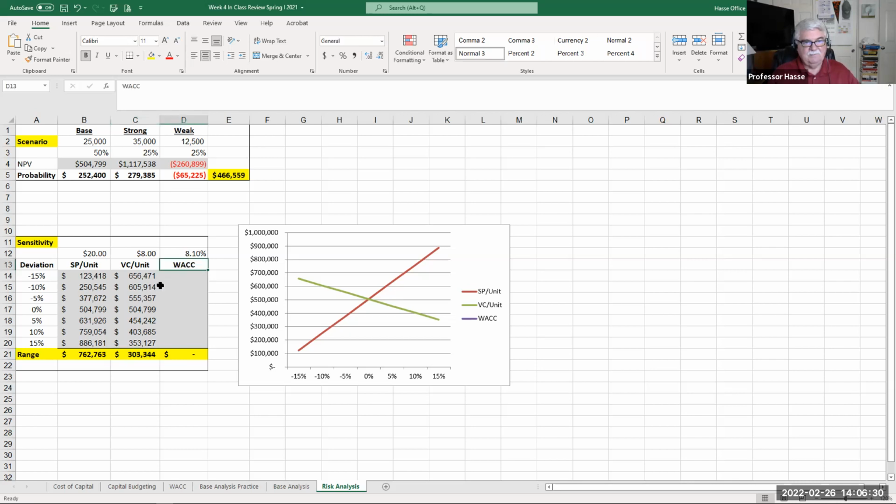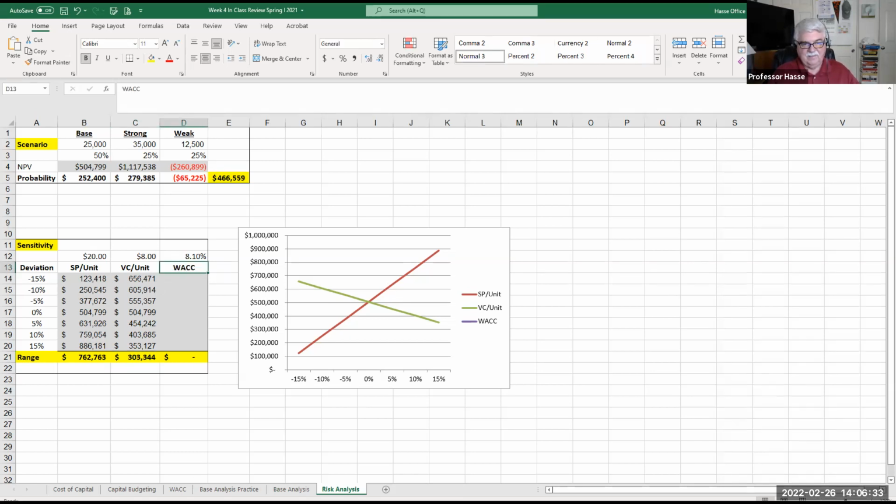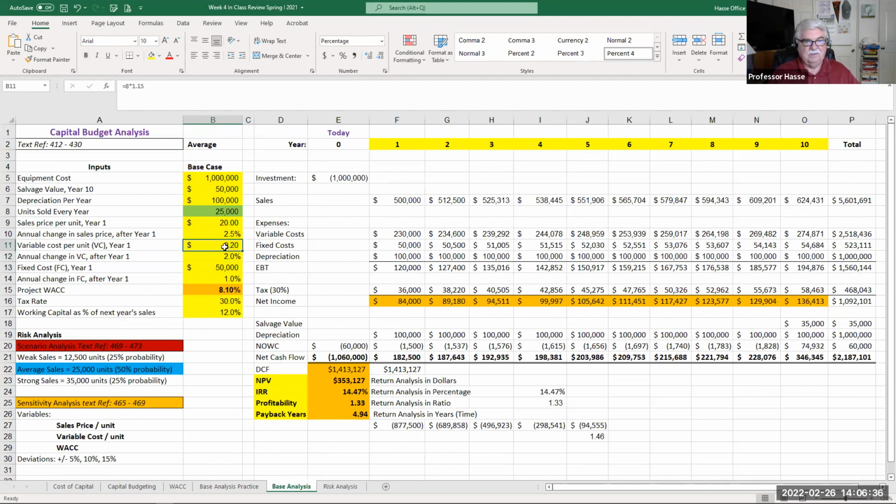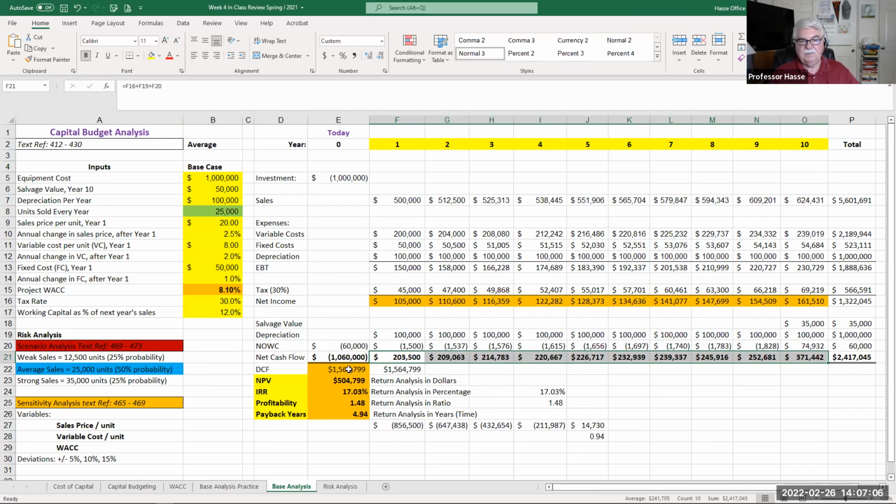Now the last one, weighted average cost of capital, which is a little bit different to calculate. We go back to our base analysis and put everything back to normal, back to 504,799. And now remember, we have to change our weighted average cost of capital. That would affect the discounted cash flow. Remember, weighted average cost of capital is part of the discounted cash flow, taking 8.1% and using that as our discount rate for our net cash flows over the length of time. So now we're going to change that percentage in that formula.